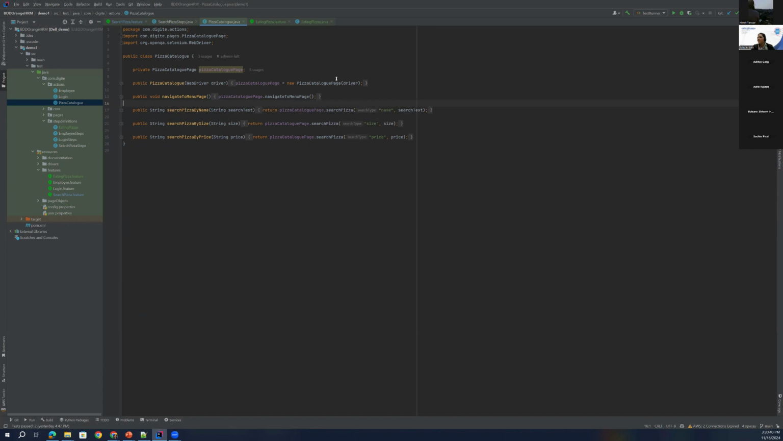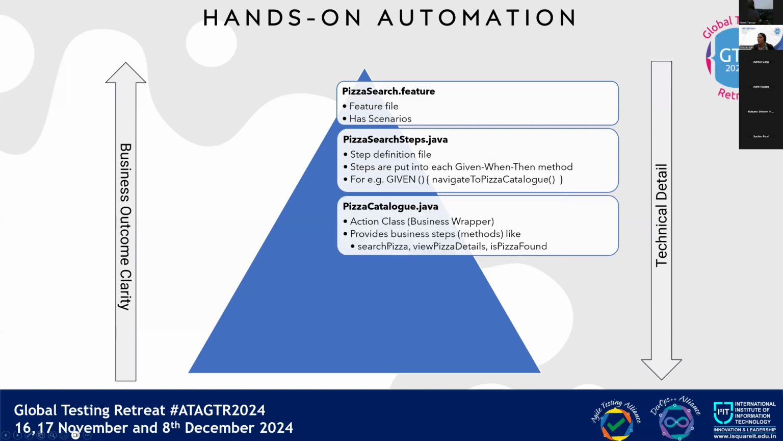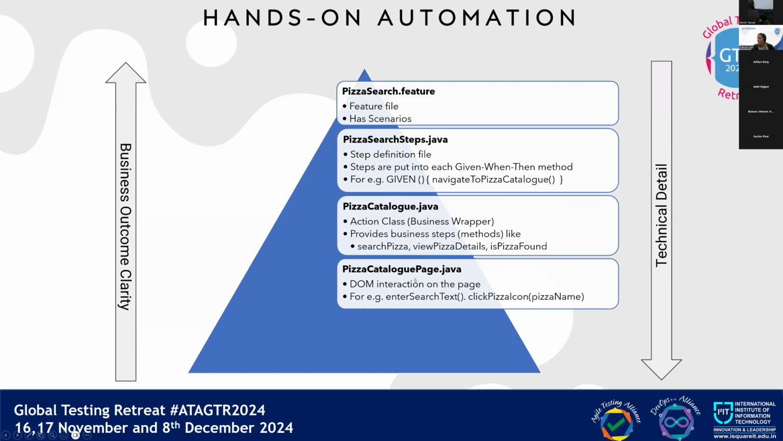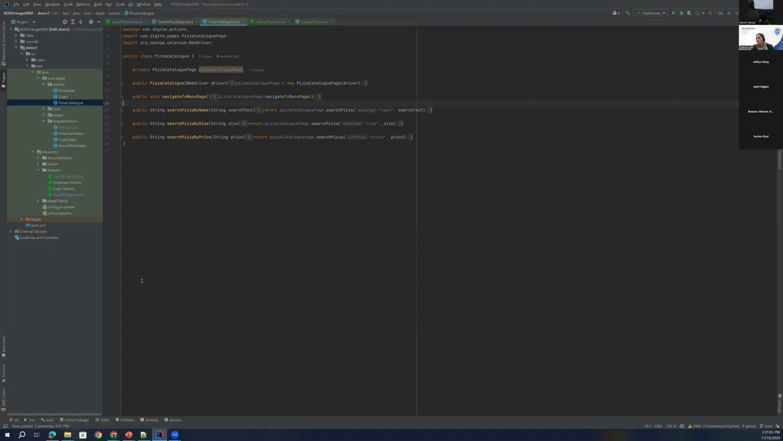And that entire functionality is now encapsulated in the page level classes. So our next level of indirection here, our business class will be interacting with the page classes where we put down low level interactions, right? So this page class will interact with DOM elements, which are the lowest level. So let me open the pizza properties here, the pizza catalog properties.